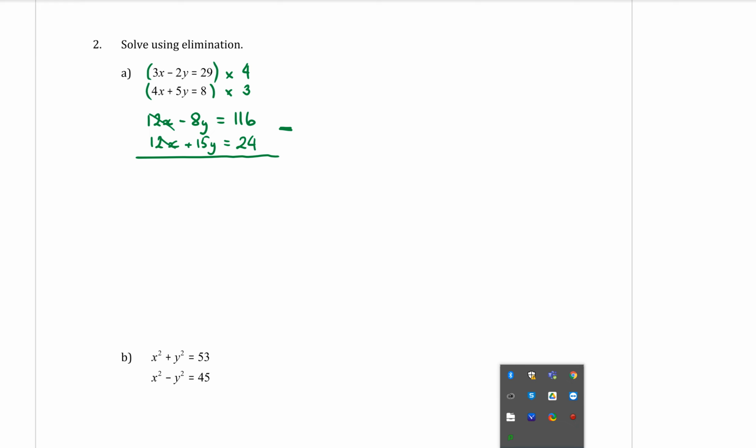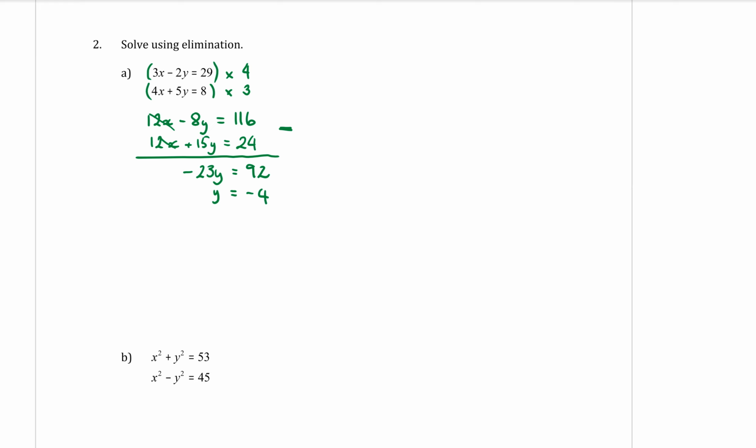So our y's, we have a minus 8 and then we want a minus 15. So that's minus 23y. Then, last one, the numbers, 116 minus the 24, 92. All right? X's are gone. One little step to get that y by itself. I divide by that negative 23. Y equals negative 4.